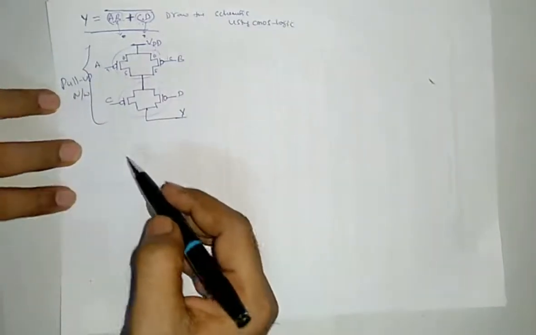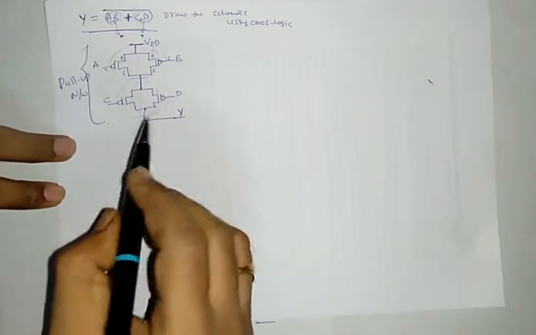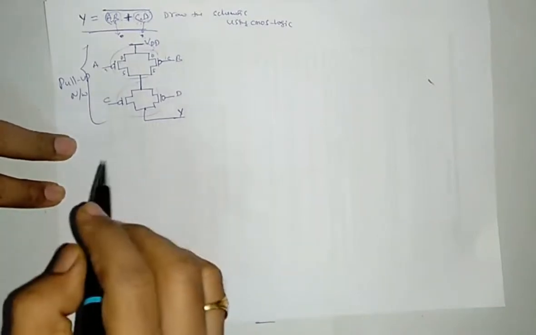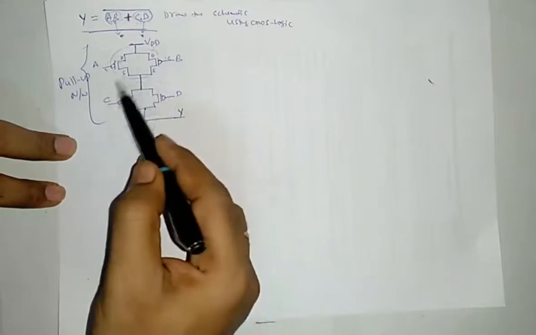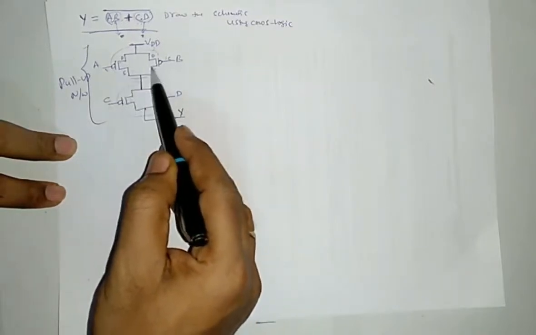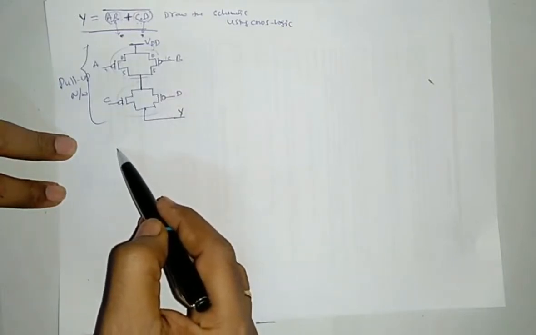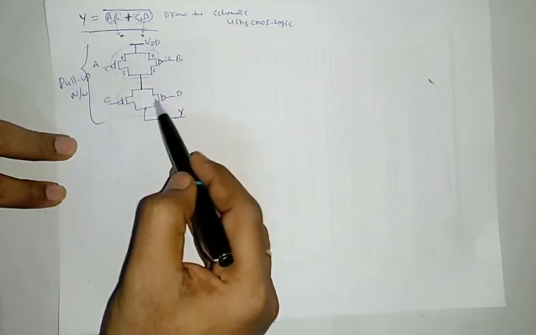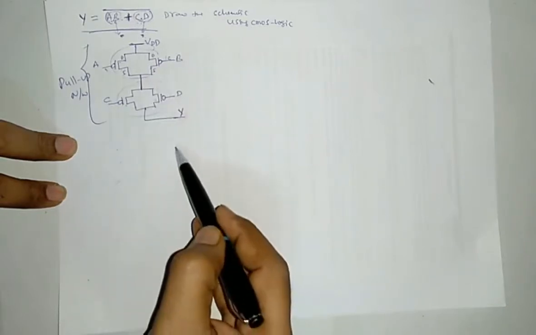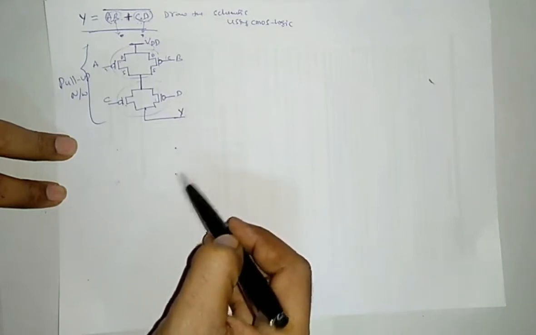Now draw the pull-down network. If you draw the pull-up network, it is very easy to draw the pull-down network. It is completely opposite, vice versa. Here two PMOS transistors are in parallel, so here you have to keep two NMOS transistors in series. Here two PMOS transistors are in parallel, so here you have to keep two NMOS transistors in series.